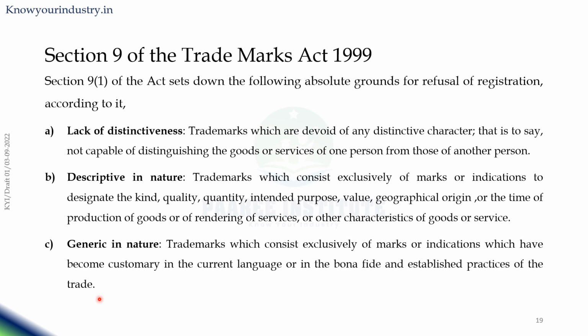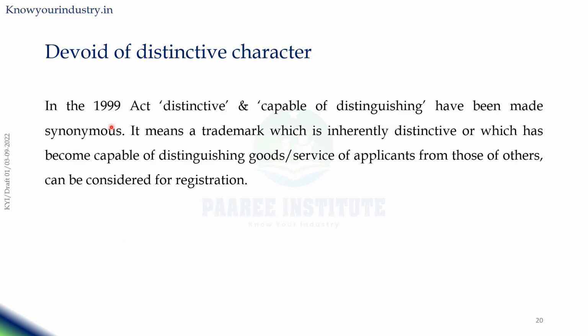In the previous module, we discussed descriptive marks and generic marks. In the 1999 Act, the terms distinctive and capable of distinguishing have been made synonymous. It means a trademark which is inherently distinctive or which has become capable of differentiating the goods or services of the applicant from those of others can be considered for registration.